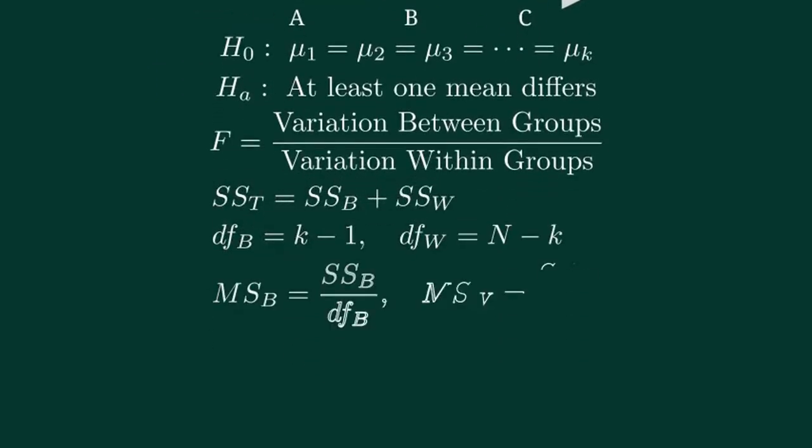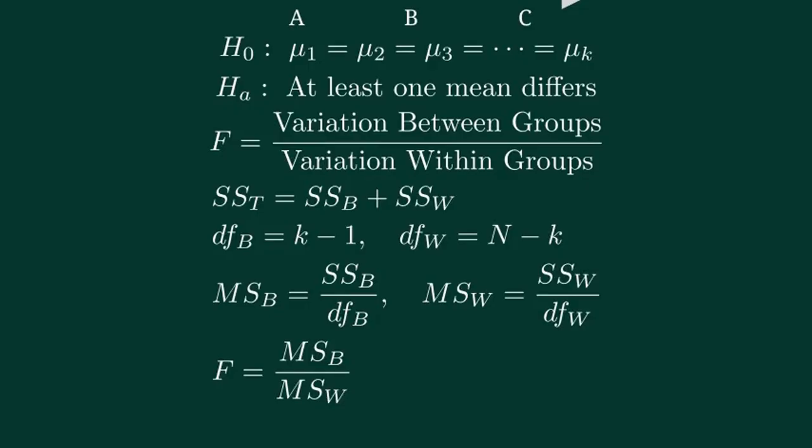We quantify variation using sums of squares. SS sub B is between, SS sub W is within, and total SS is their sum. Then we divide by degrees of freedom to get mean squares.